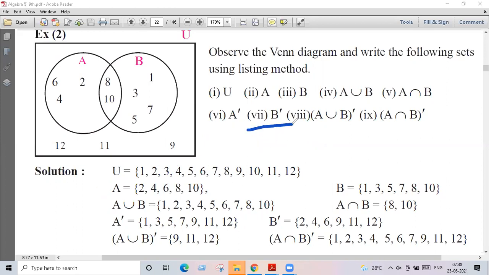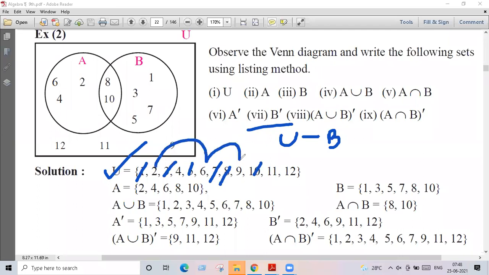Then you have asked B complement. B complement म्हणजे काय करायचं आहे आपको? U मधून तुम्हाला B माइनस करायचं आहे. So 1, 3, 5, 7, 8, 10 माइनस करना है. काढून टाका. What remains? 2, 6, 9, 11, 12. This is your complement of B or B complement.